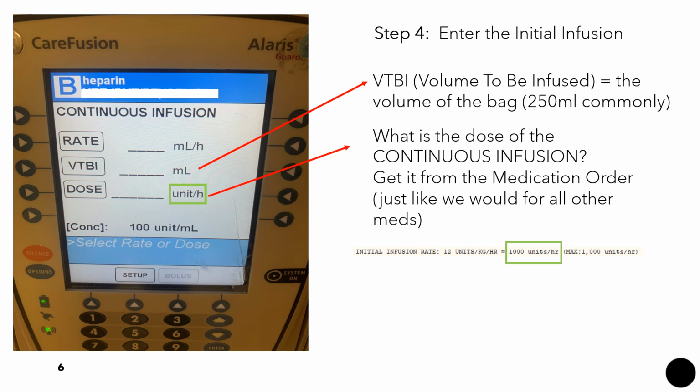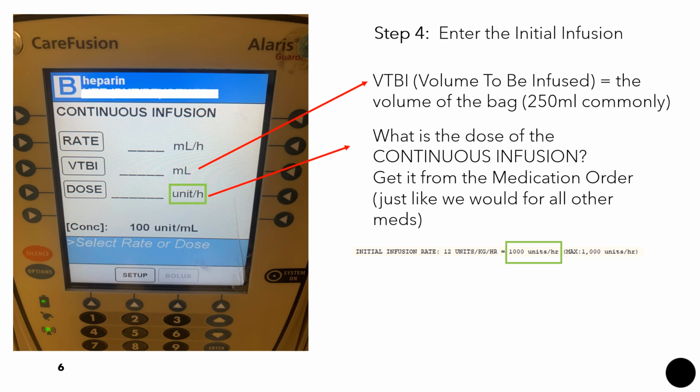Once that is accepted, in step 4, we will enter the initial infusion. And in this screen, very similar to currently, we enter the volume to be infused. And in this case, the volume of the bag, 250 milliliters. And then what is the dose of the continuous infusion? Again, get it from the medication order and notice the doses in units per hour. So in this box I have here below, we are not using the weight in the pump any longer, so you don't need to worry about 12 units per kilogram per hour. You need to tell the Alaris pump the initial dose in this patient is 1,000 units per hour.